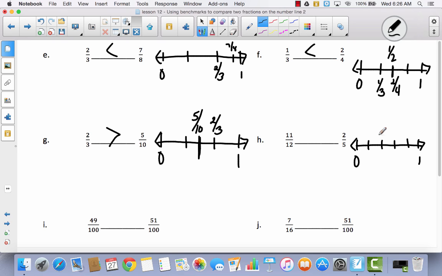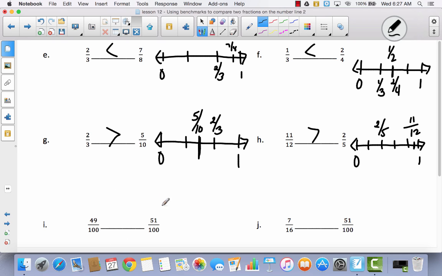So 1/5, 2/5. Now, I don't have to divide this into 12 parts because look at this. 11/12 is almost 1 whole. It's only 1/12 away from being a whole. So I know it's going to be way down here by 1. So 11/12 is greater than 2/5.